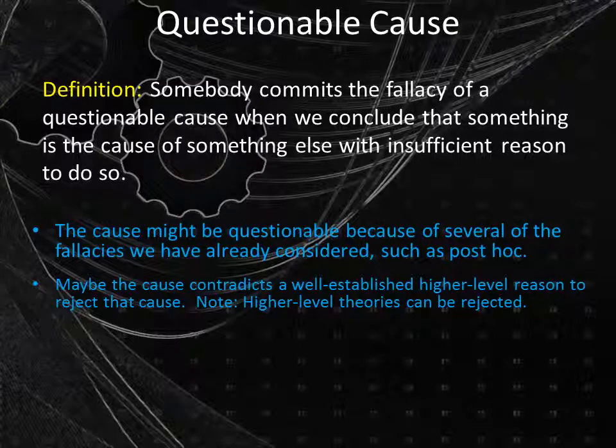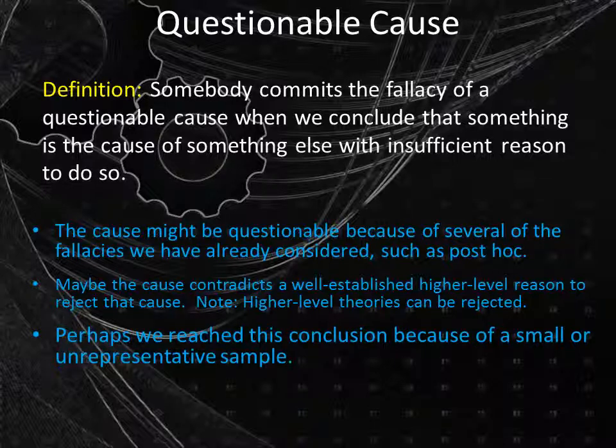Maybe the cause postulated contradicts a well-founded higher-level reason to reject that cause. Of course, higher-level reasons can themselves be rejected. But if we have a well-supported higher-level reason, then we have to have good evidence to overturn that claim. If I come home and find that my house is a mess, angry gremlins might be the cause of it. But given that I have a lot of higher-level reasons not to believe in critters such as gremlins, I could probably reject that as a cause unless I had a very good reason to reconsider it, such as maybe finding one of them caught in a mousetrap.